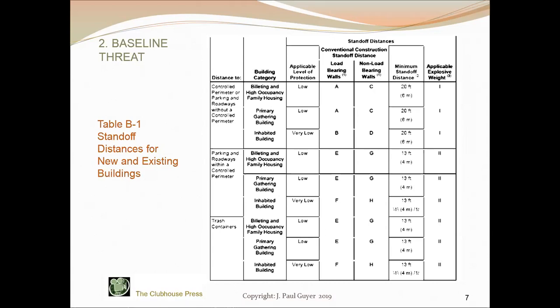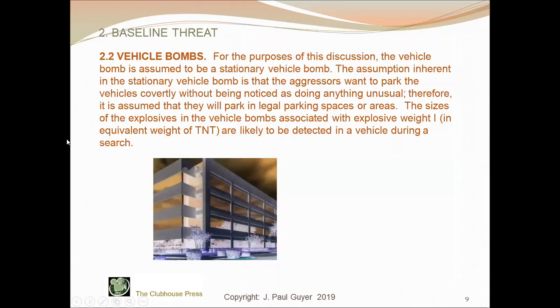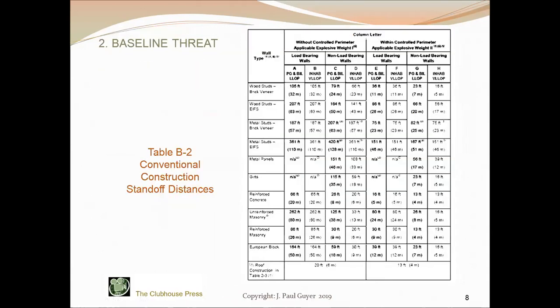Okay, so we've got the baseline threats here on this, and here the visible beacon shows the conventional standoff distances. In other words, you have constructed the building using conventional construction techniques. Wood studs, 2x4, 16 inch on center, et cetera, et cetera. CMU, concrete block walls, things like that. And the controlled perimeters, applicable explosive weights are indicated here.